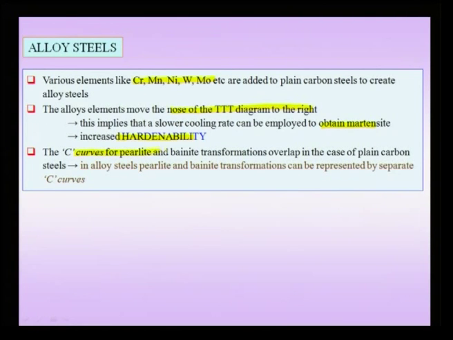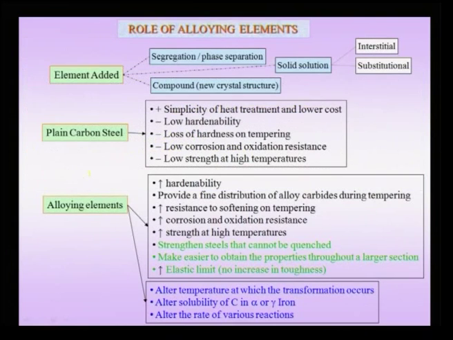The C curves of pearlite and bainite transformations overlap in the case of plain carbon steels, as we have seen, and in alloy steels we will see that they can be represented by separate C curves. That means even a constant cooling rate experiment can give you bainite, unlike in the case of plain carbon steels where you need an isothermal hold to obtain bainite.